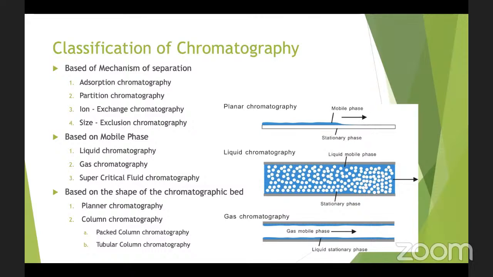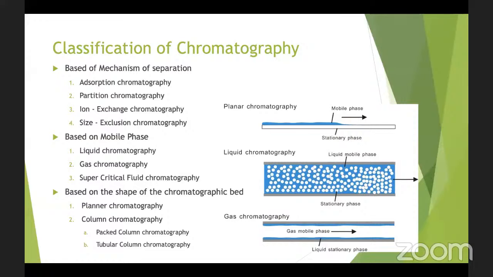Then the third one is supercritical fluid chromatography. So in supercritical fluid chromatography, the mobile phase is a supercritical fluid. That is, a supercritical fluid is a substance above its critical temperature and pressure, where no distinct liquid or gaseous phase exists. And an example for it is carbon dioxide.